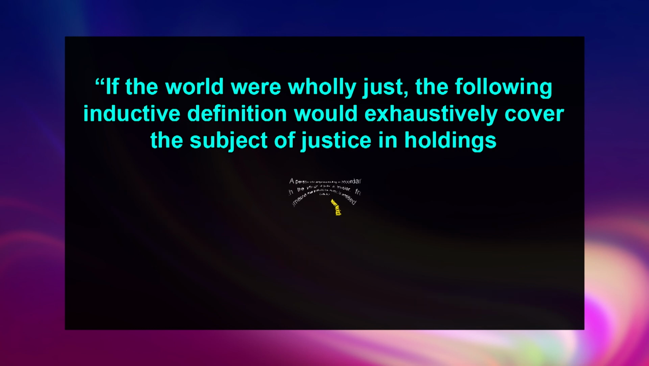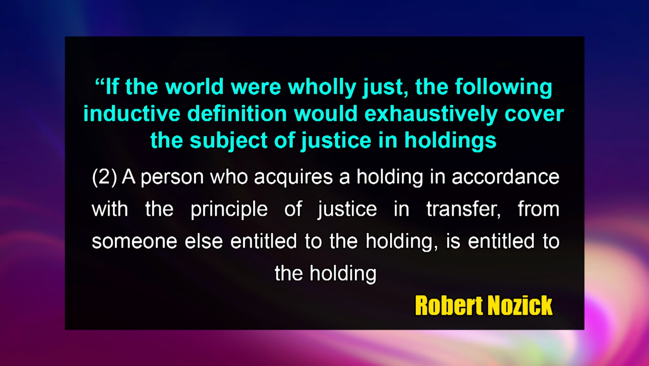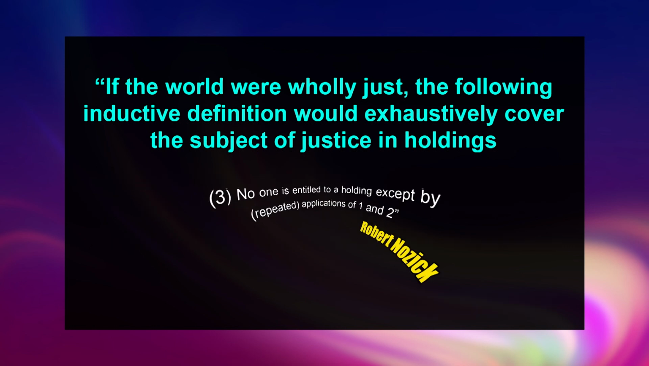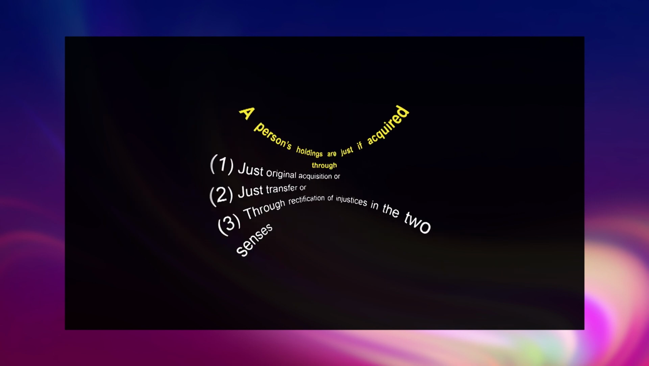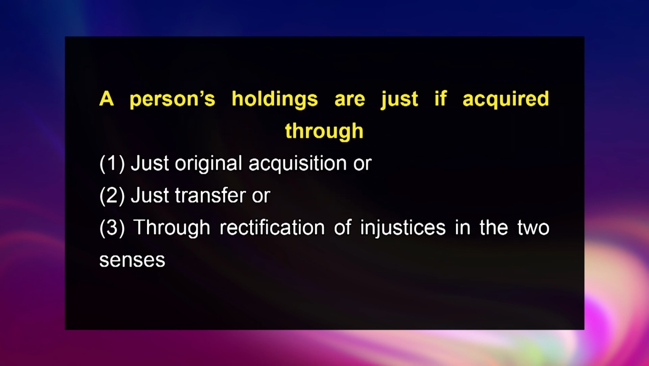Number 1, a person who acquires a holding in accordance with the principle of justice in acquisition is entitled to that holding. Number 2, a person who acquires a holding in accordance with the principle of justice in transfer from someone else entitled to the holding is entitled to the holding. Number 3, no one is entitled to a holding except by repeated applications of 1 and 2. To put it simply, a person's holdings are just if acquired through just original acquisition or just transfer or through rectification of injustices in the two senses.